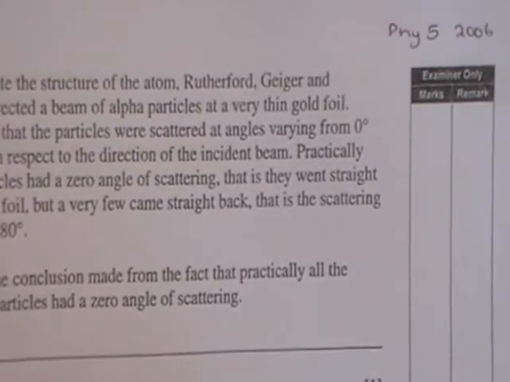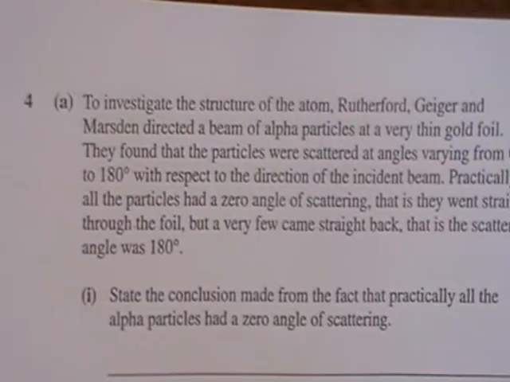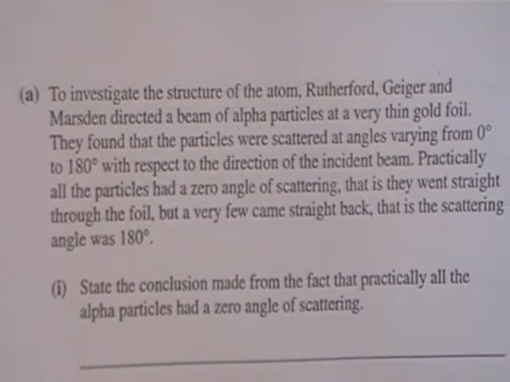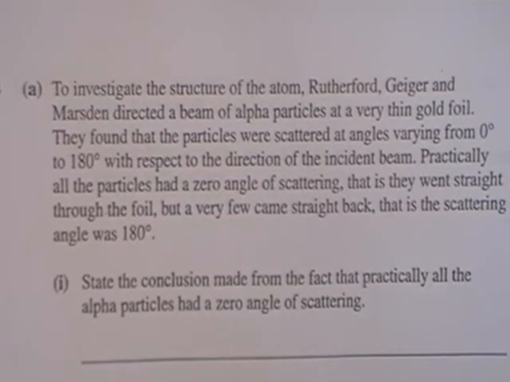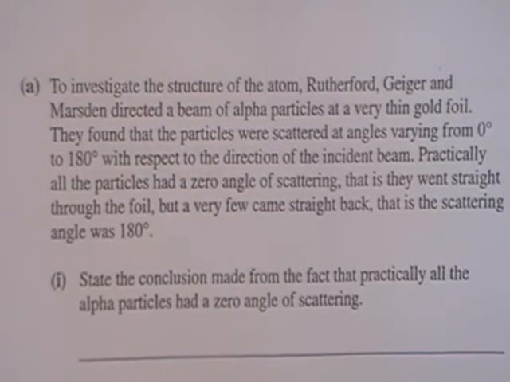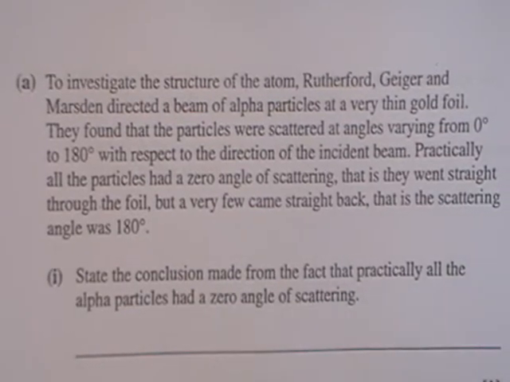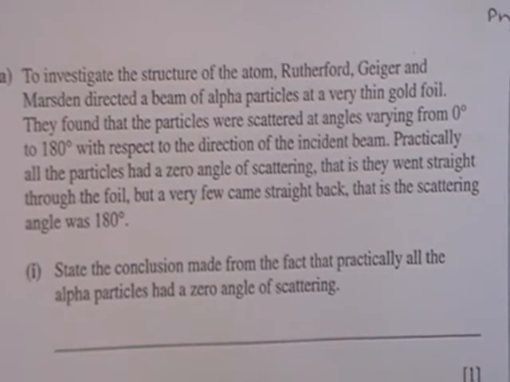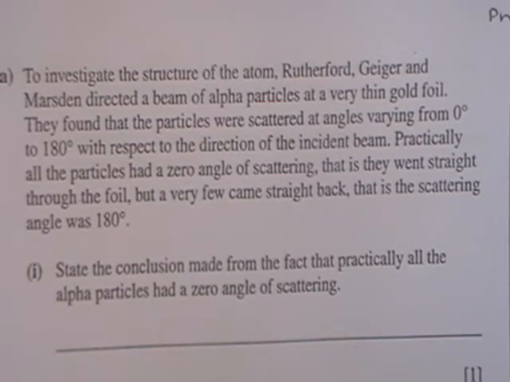This is Physics 5, January 2006, and it's question 4. To investigate the structure of the atom, Rutherford, Geiger and Marsden directed a beam of alpha particles at a very thin gold foil. They found that the particles were scattered at angles varying from 0 degrees to 180 degrees with respect to the direction of the incident beam.